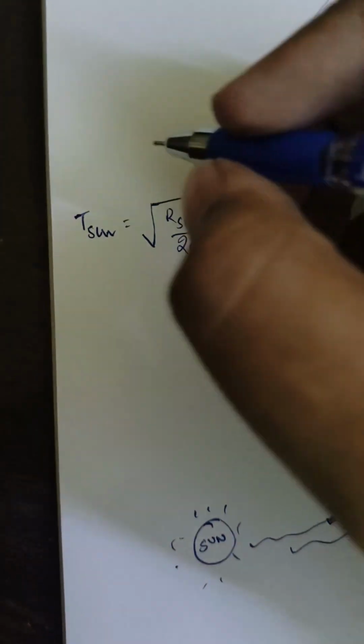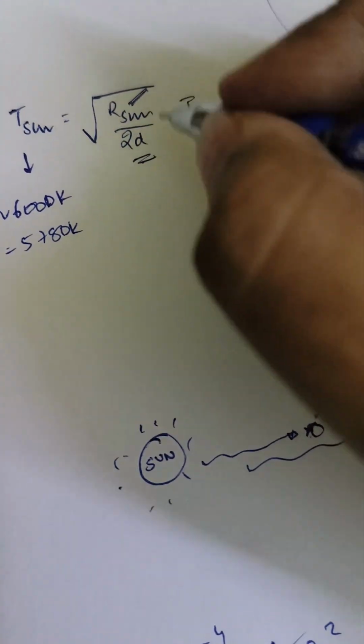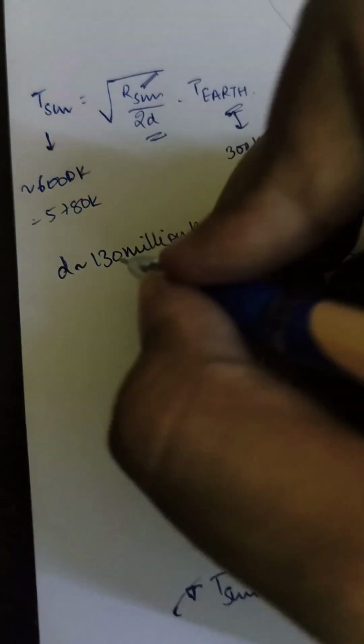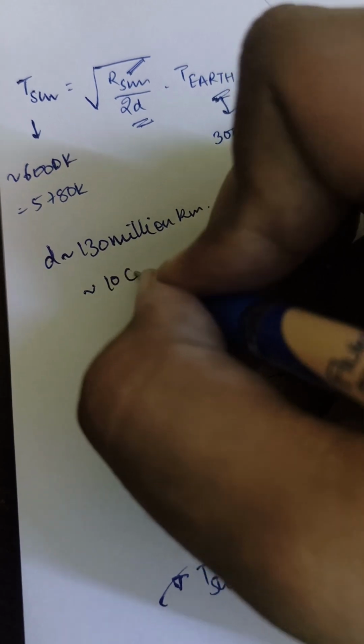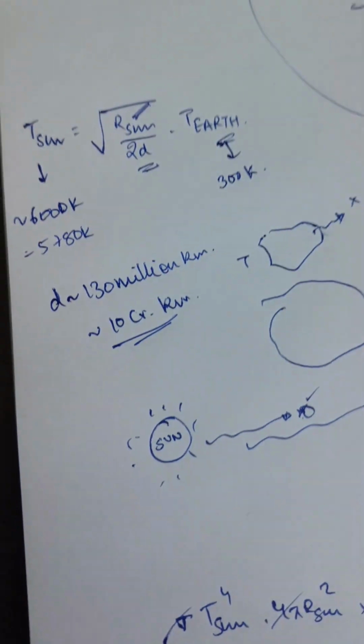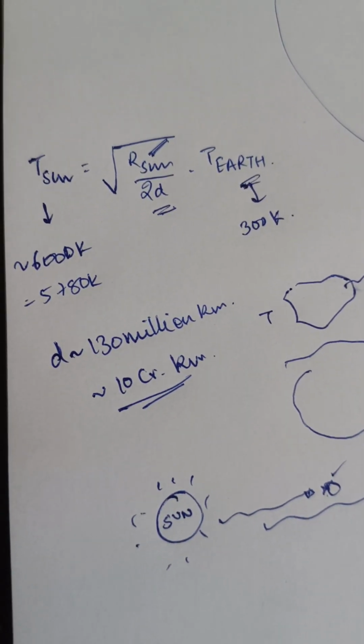If we plug in these values, we know the temperature of the sun is close to 6000 Kelvin. Exactly speaking, it is 5780 Kelvin. We know the temperature that we want on Earth, that's 300 Kelvin. We know the radius of the sun, and from there if we calculate the distance, it comes out to be some 130 million kilometers. In Hindi, that is approximately 13 crore kilometers. So that's where you're going to finally place Earth if you want humans to survive.